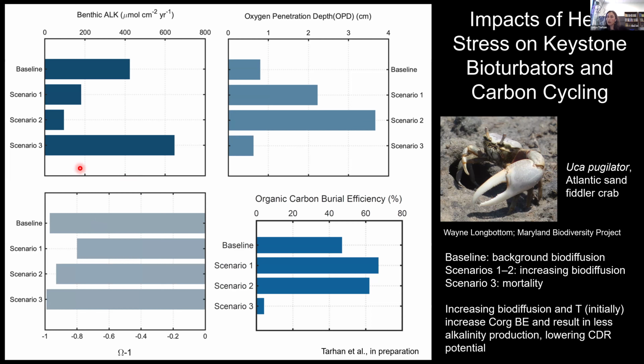Whereas when we knock out our biodiffusers, then we see a corresponding decrease in oxygen penetration depth and organic carbon burial efficiency, and a rebound in alkalinity generation. So the upshot is that the impact of bioturbators or their responses to warming can potentially, at least initially, mitigate the extent to which blue carbon ecosystems like mangroves may serve to foster more durable forms of carbon storage.